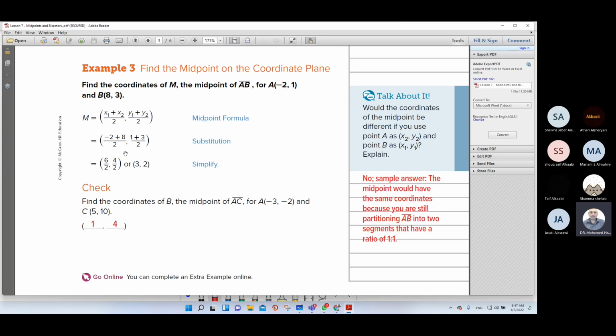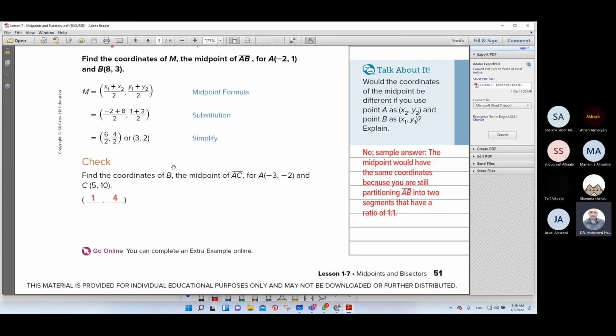So, negative 2 plus 8 will be 6 over 2, and 1 plus 3, 4 over 2. 6 divided by 2 will be 3, and 4 divided by 2 will be 2. So this is the midpoint, (3, 2).